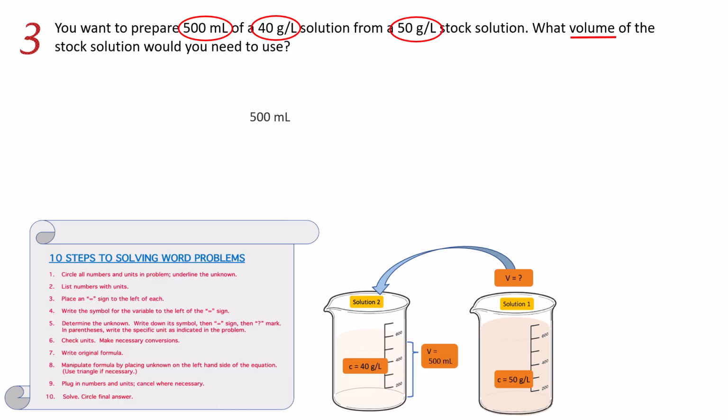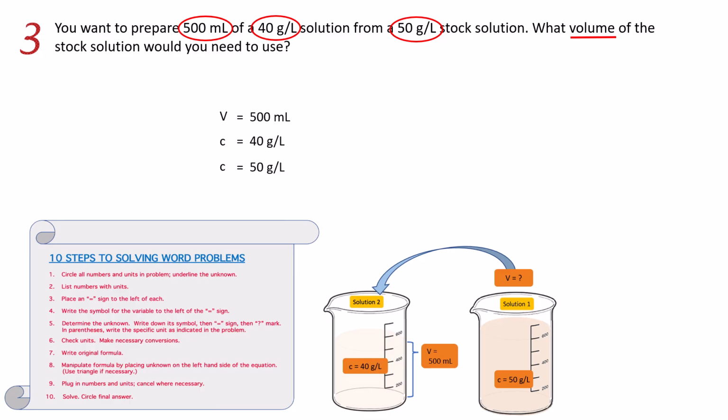Step 2. List numbers with units. Step 3. Place an equal sign to the left of each. Step 4. Write the symbol for the variable to the left of the equal sign. Milliliter is a unit of volume, and gram per liter is a unit of concentration. Step 5. Determine the unknown. Write down its symbol, then equal sign, then question mark. In parentheses, write the specific unit as indicated in the problem.